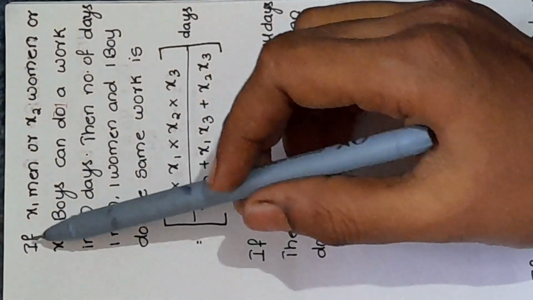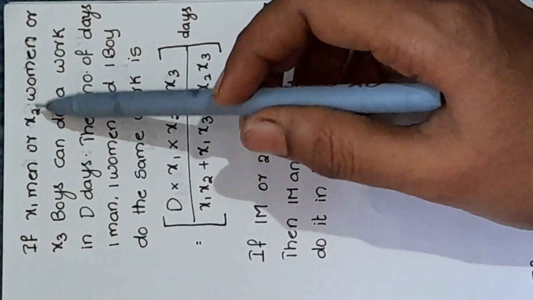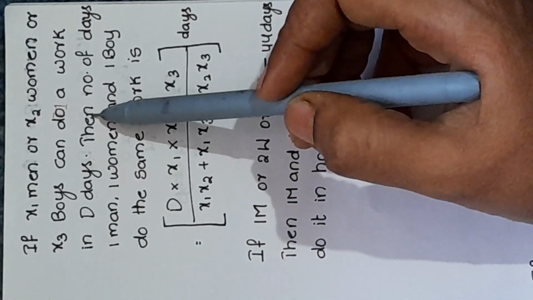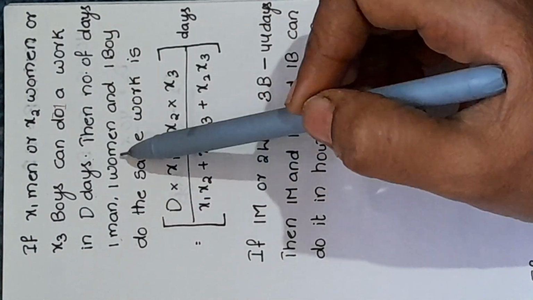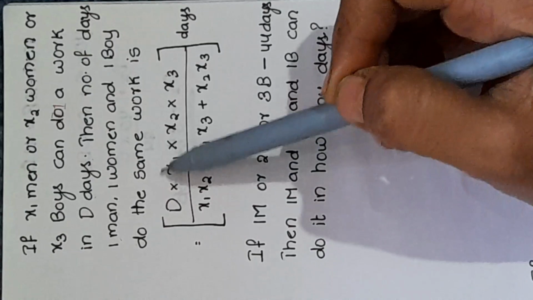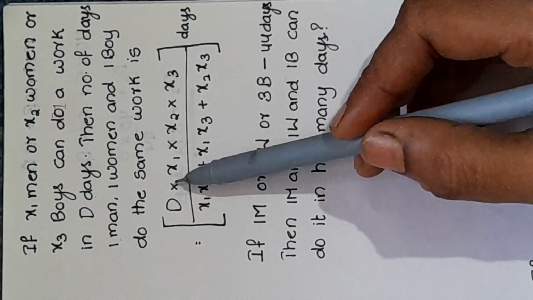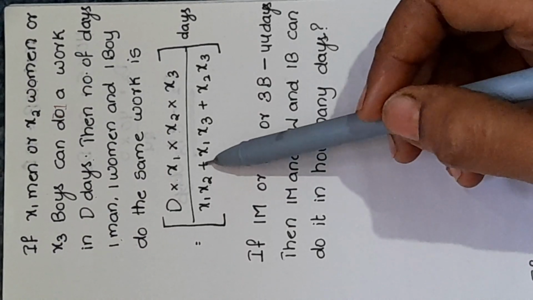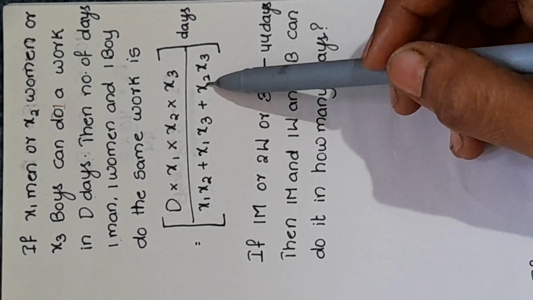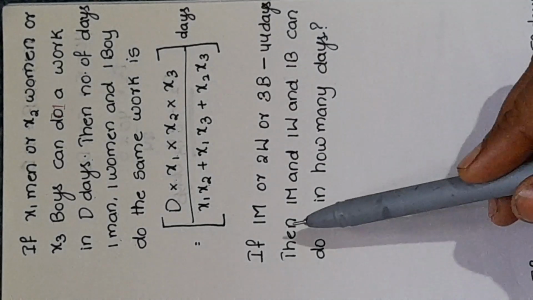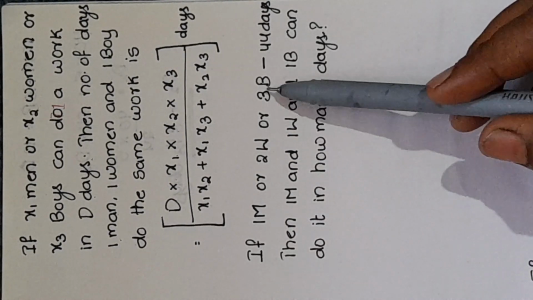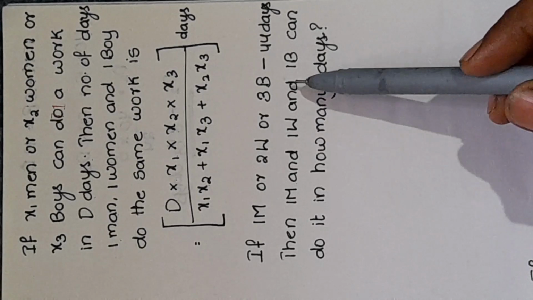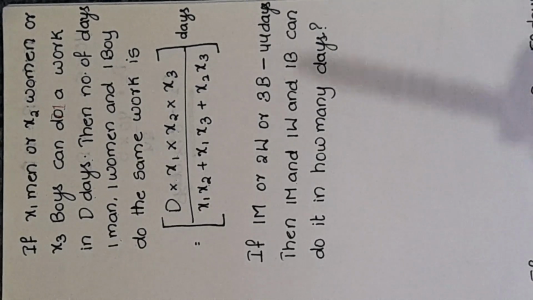Now let us see another model question. If x1 men or x2 women or x3 boys can do a work in D days, then the number of days 1 man, 1 woman and 1 boy take to do the same work is D into x1 into x2 into x3 by x1 x2 plus x1 x3 plus x2 x3 days. Let us see a problem. If 1 man, 2 women or 3 boys take 44 days, then 1 man and 1 woman and 1 boy can do it in how many days?